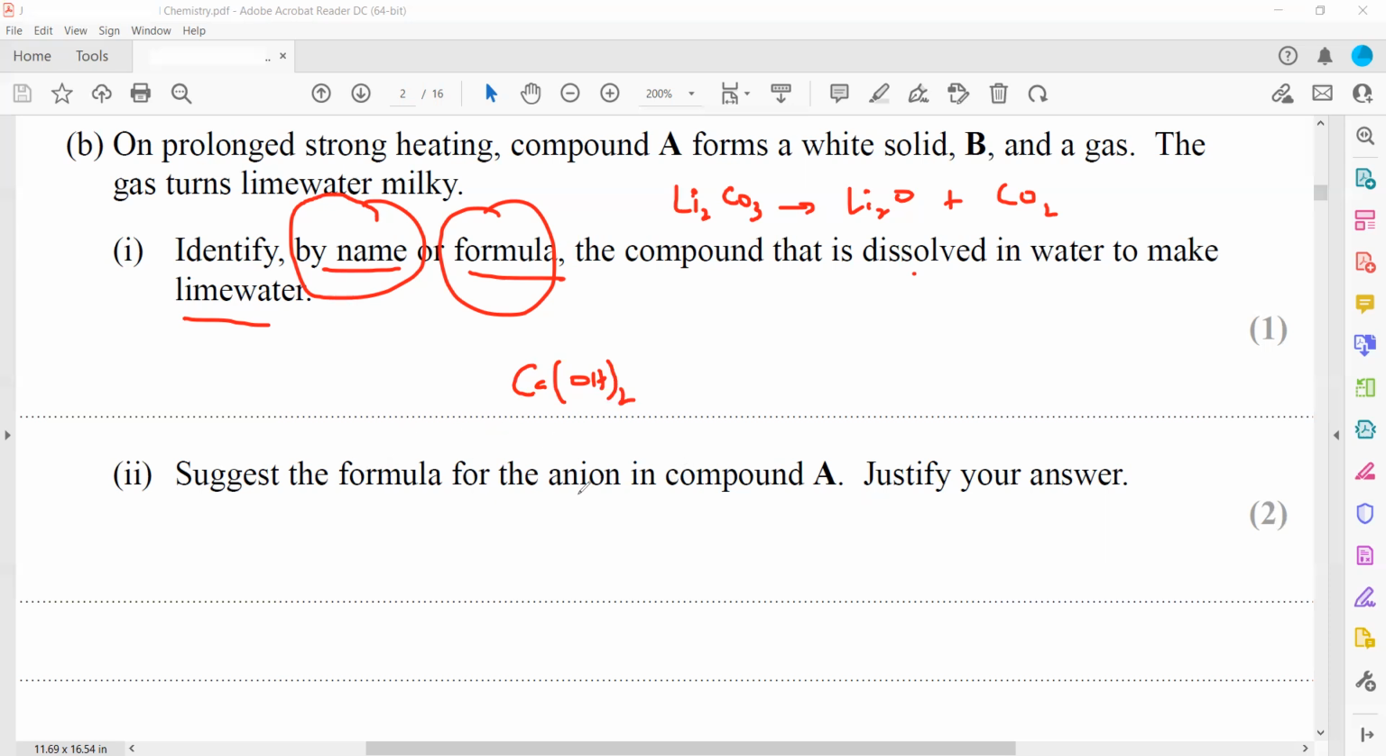Suggest the formula of the anion in compound A and justify your answer. So what could be the anion? The anion here will be carbonate, or it can be hydrogen carbonate, because both possibilities are there: lithium carbonate or hydrogen carbonate can both decompose and give off carbon dioxide. So we have to write a formula. If you write CO3 with a charge of 2 minus, you will score the mark. And the justification is that the thermal decomposition gives off carbon dioxide.